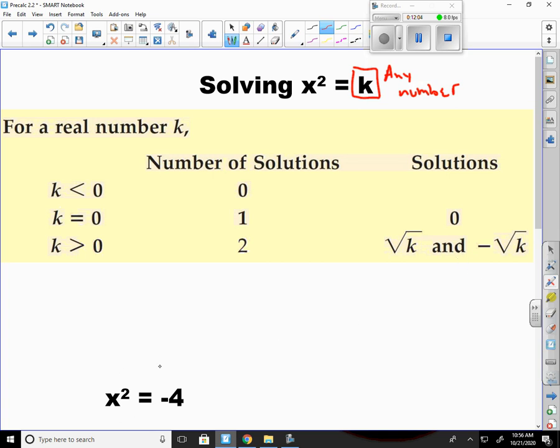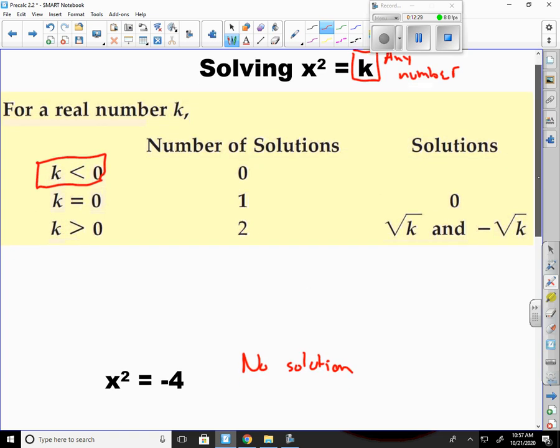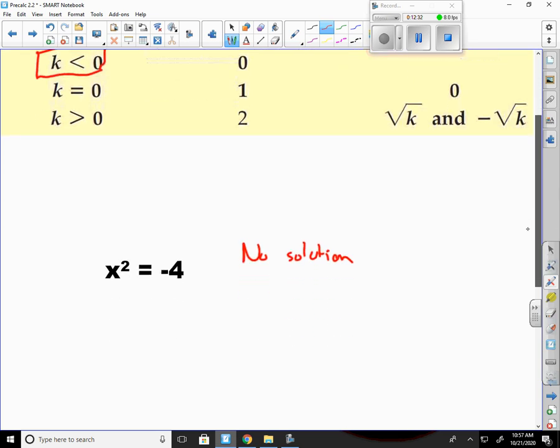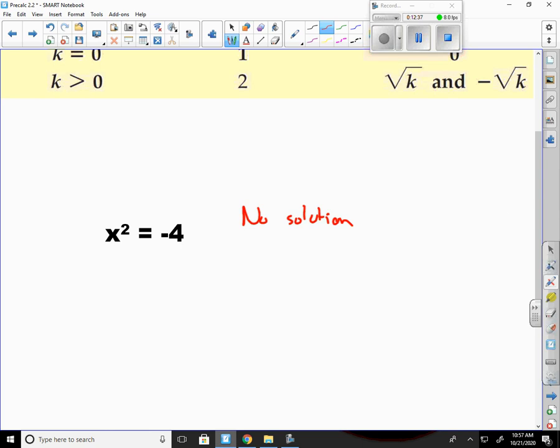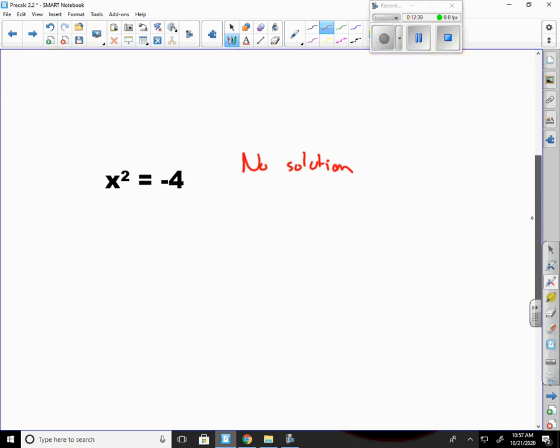So if I look at this first one, x squared equals negative 4, my answer for that one would be no solution. First reason being that k is less than 0, negative 4 is less than 0. So that tells me that there's no solution. But additionally, what number squared could give me a negative? Well, there's no real number that we can put in that would give us a negative 4. Anything squared is going to make it positive, so that automatically eliminates this as a real question.